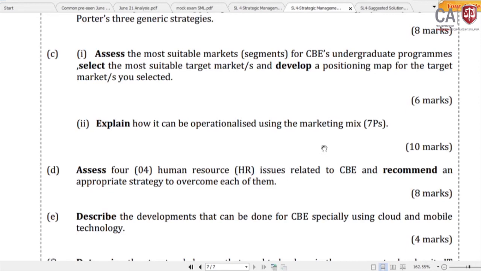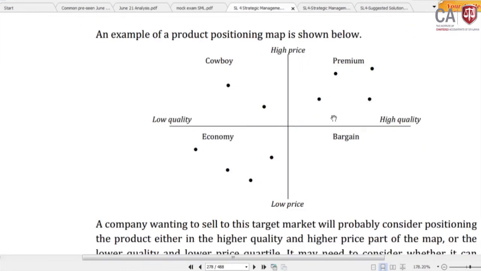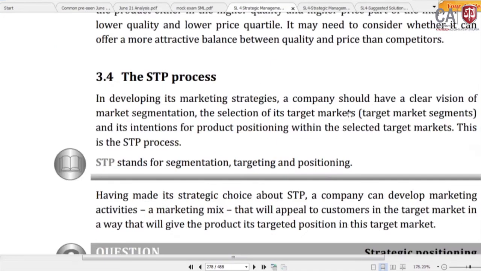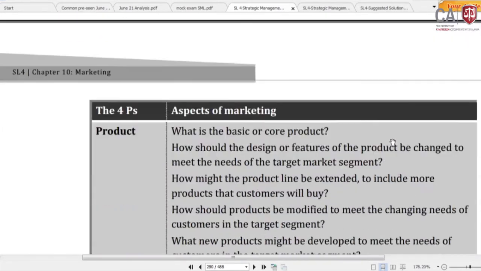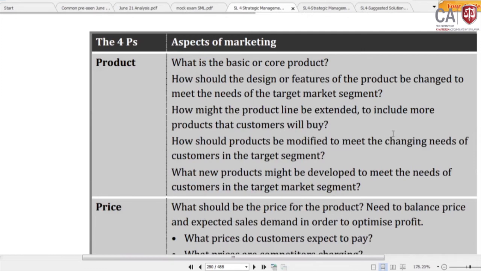Part C, explain how it can be operationalized using the marketing mix 7 P's. How can the 7 P's be used on this? So, you know about the 7 P's. What is the first one? The first one is product. So, what is the product we can offer?